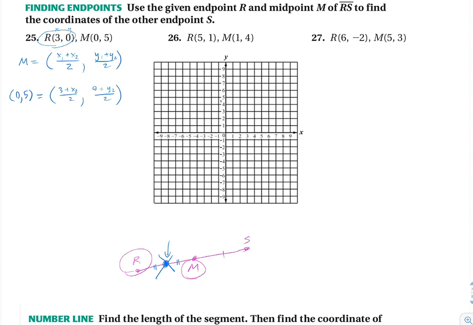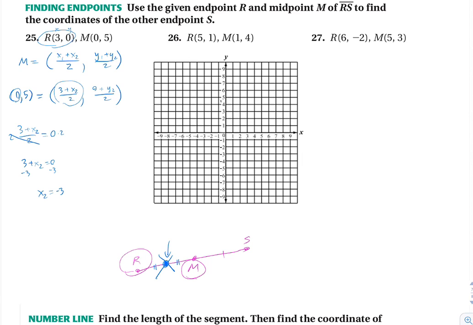It's still sufficient information. So the best way to do this is to say, well, I know my x has to equal this, and I know my y has to equal the other, so I'm just going to split those up. 3 plus x sub 2 over 2 equals 0. So multiplying by 2, 2 times 0 is still 0, so 3 plus x2 has to be 0, so minus 3. So x2 is negative 3.